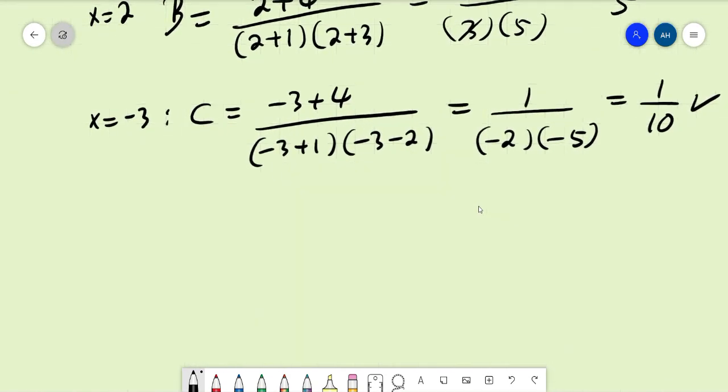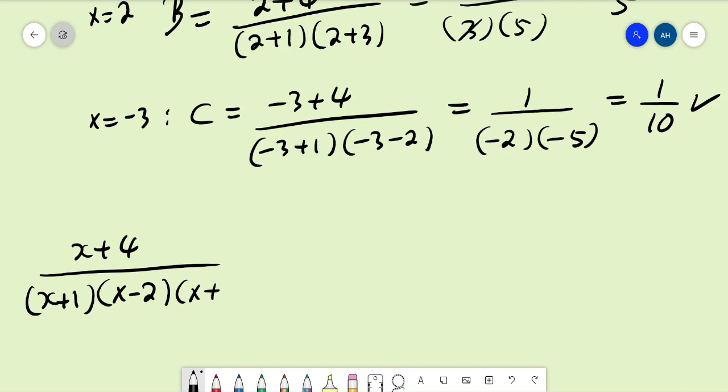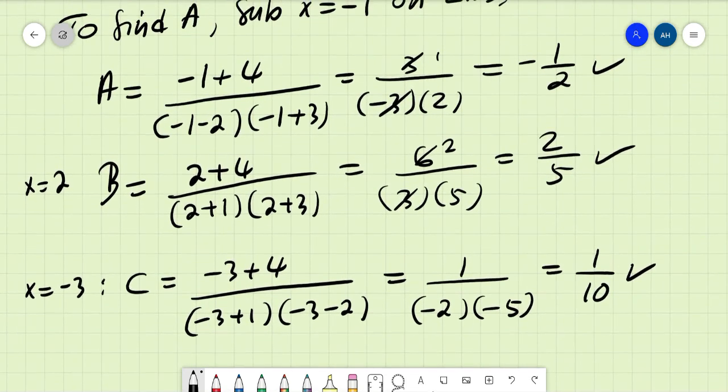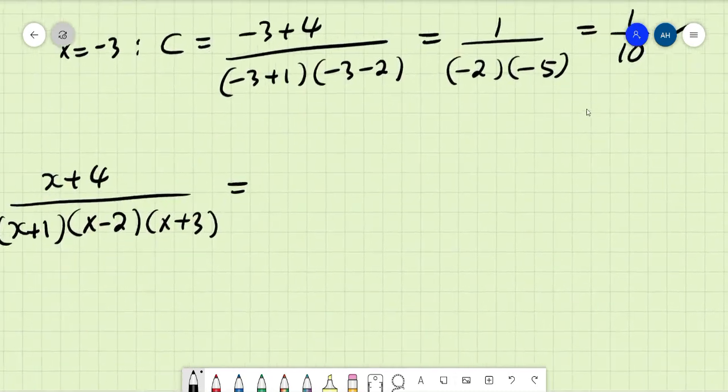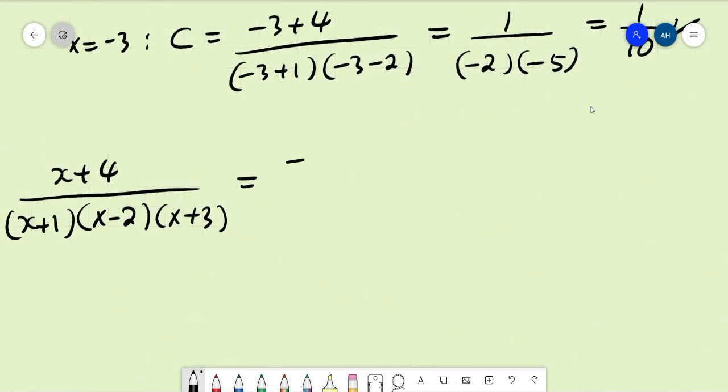That is, we write again the question that we have, that is the rational function, the original one, that is x plus 4 over we have x plus 1 multiplied by x minus 2 and x plus 3. This is equal to a over x plus 1. The value for a that we have is negative 1 over 2. So we have negative 1 over 2 over x plus 1 plus b.